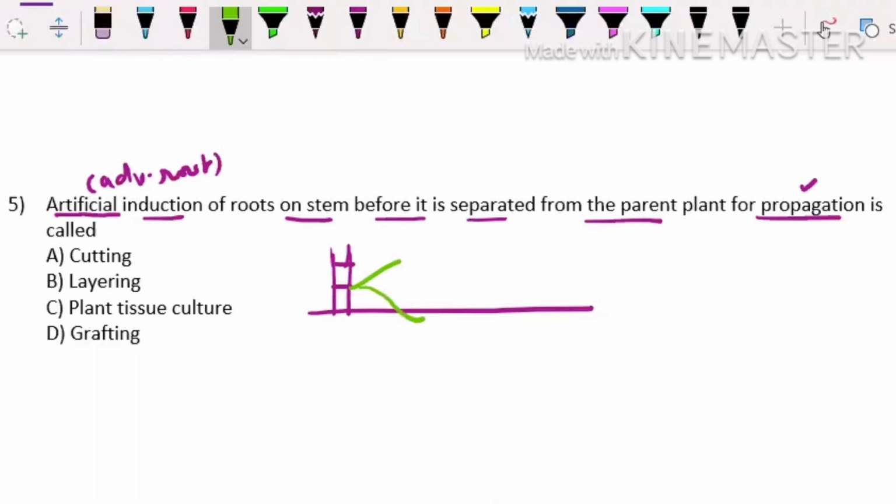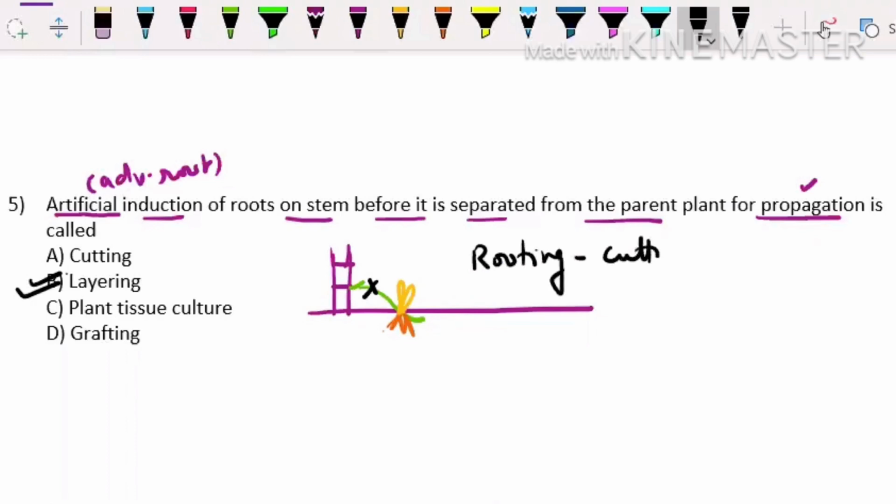See, this branch is bent into the soil. Earlier this branch was there, now I'm removing it. And we are bending this branch into the soil and waiting for the induction of the root. First rooting is done, after the root is initiated and the leaf formation, only then we will cut this from the parent body. So layering is based on the rooting method. First rooting will be done, later on you will separate them from the parent plant.